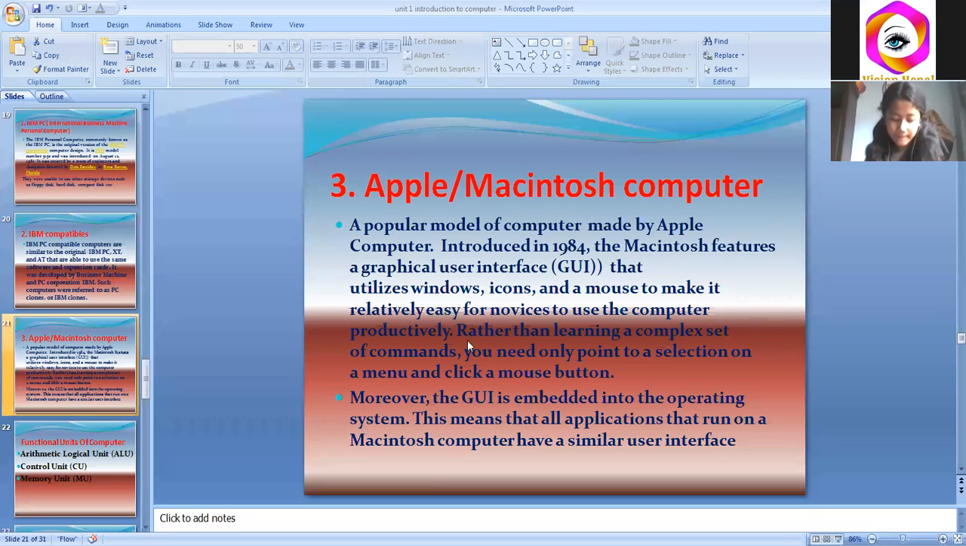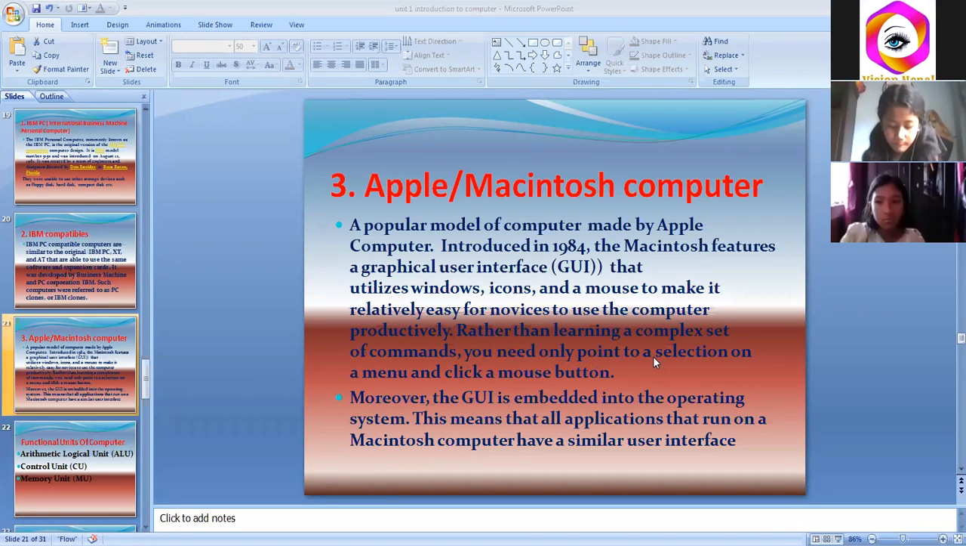Rather than learning a complex set of commands, you need only point to a selection. Rather than learning a complex set of commands, you only need to point to a selection on a menu and click a mouse button, as compared to other computers or systems.